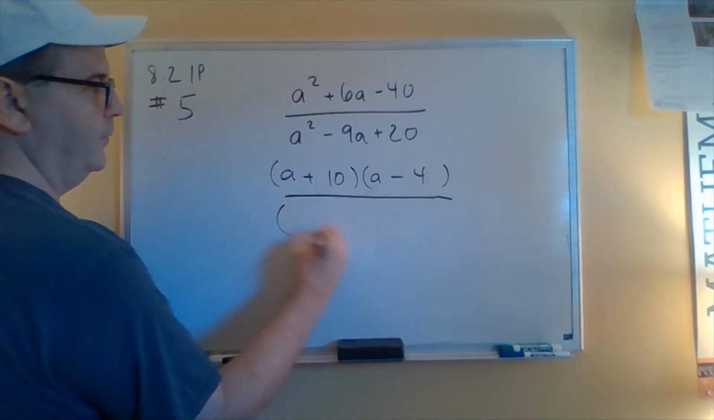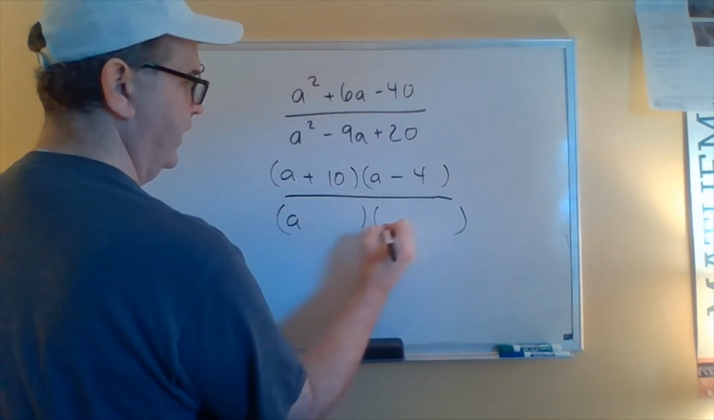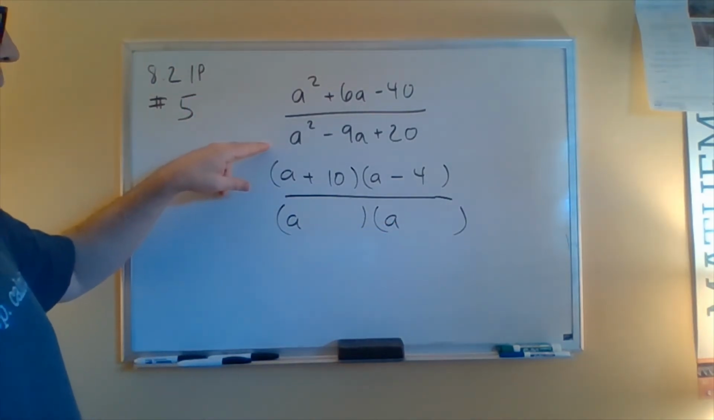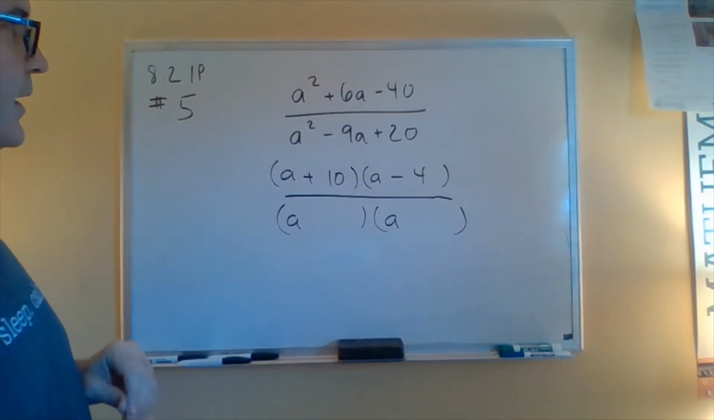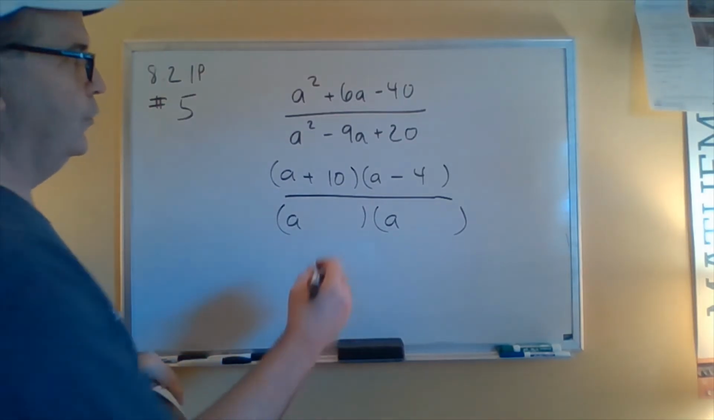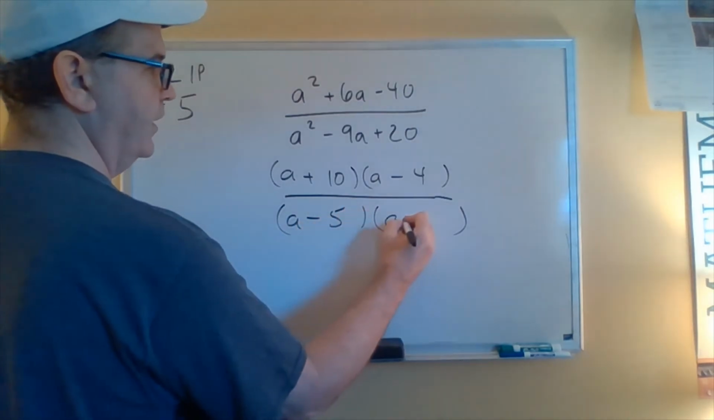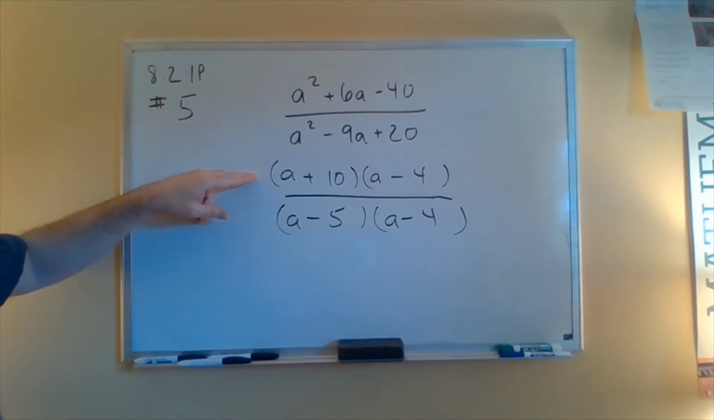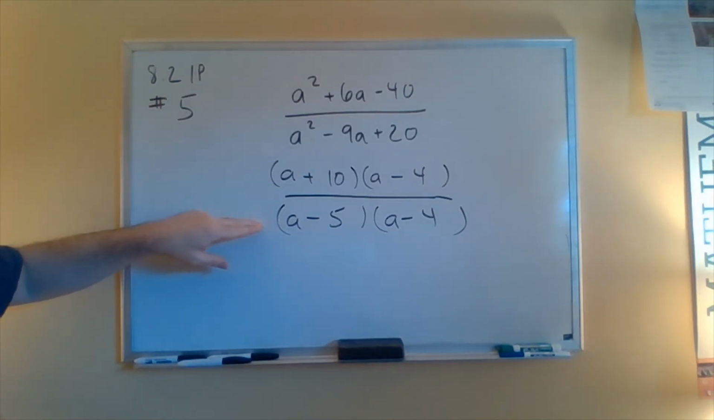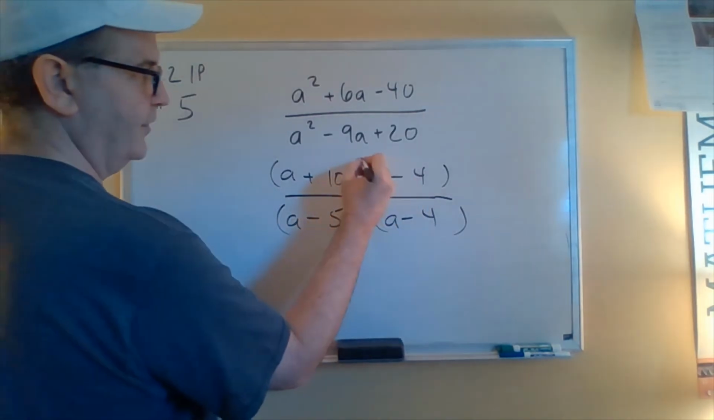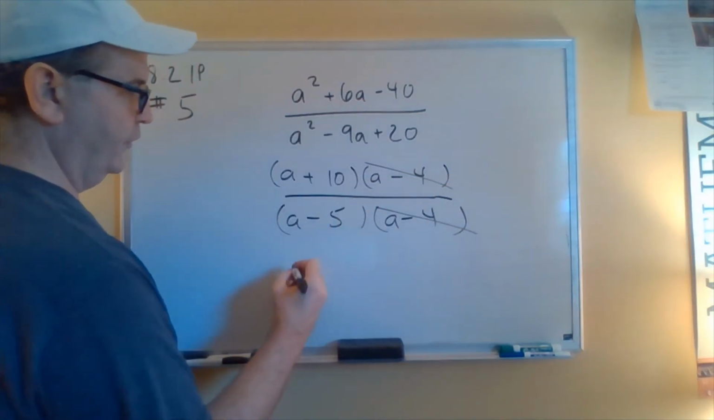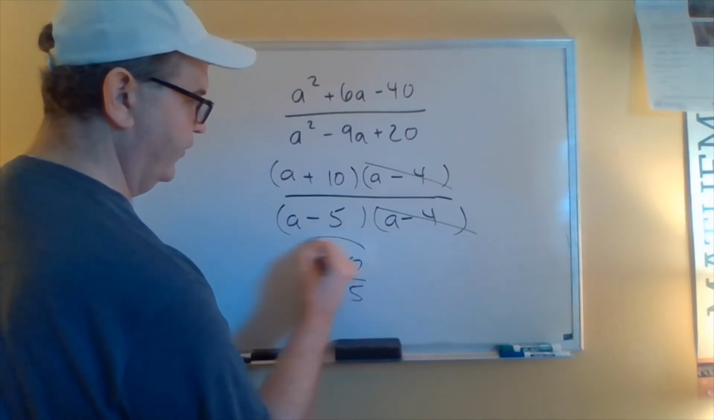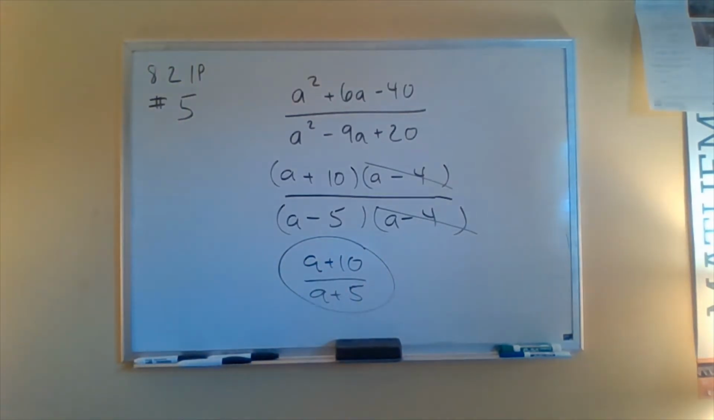Now let's look at our bottom. We're going to have a's in front here of our factored form. So what numbers am I looking for that I can add to get negative 9, and when I multiply, I get positive 20? I think we're looking at negative 5 and negative 4. So here's our factored form of our numerator trinomial and our denominator trinomial. Looking at this, we can cancel out this term a minus 4. So our answer will be a plus 10 over a minus 5 for number 5.